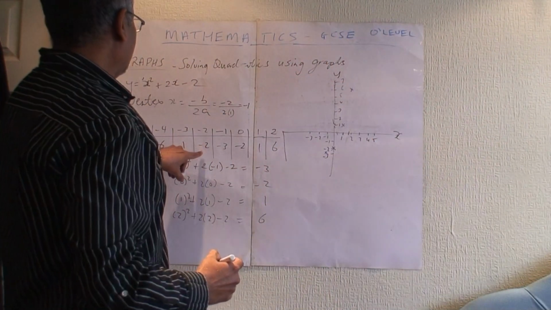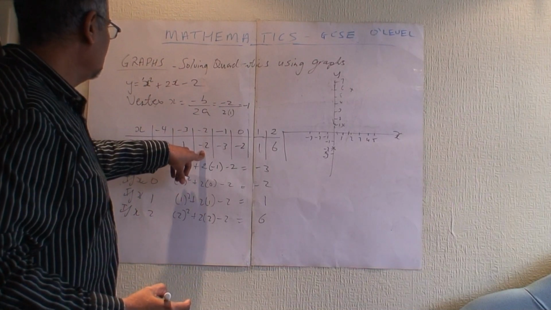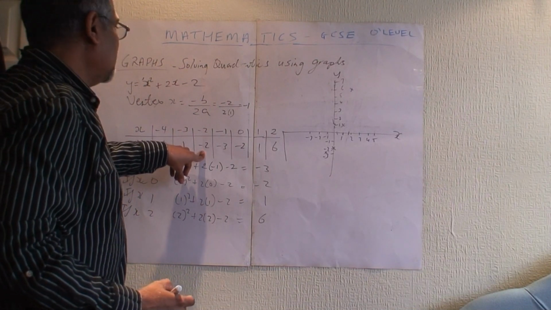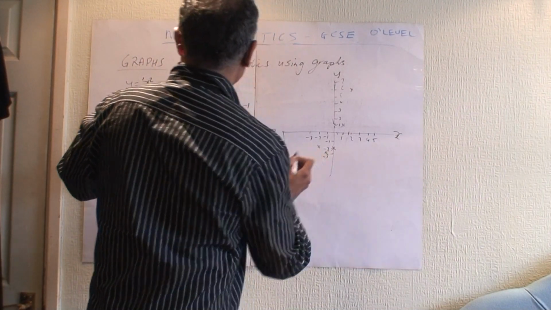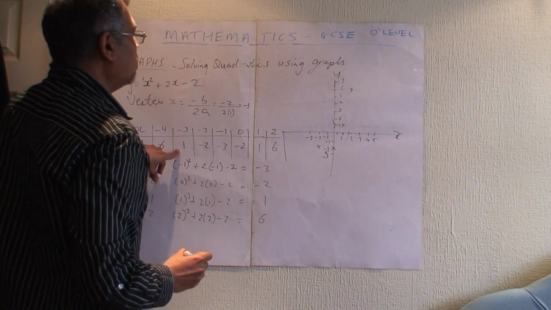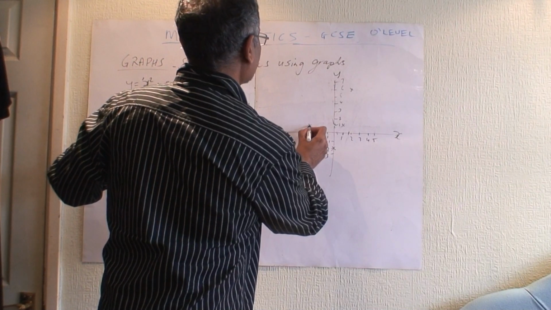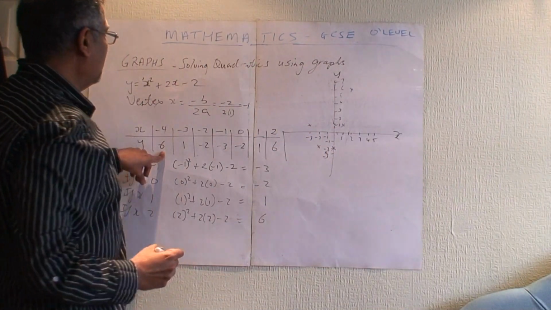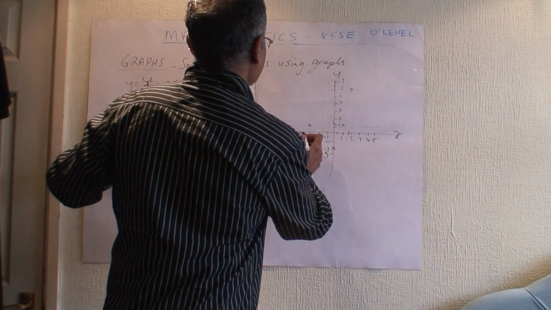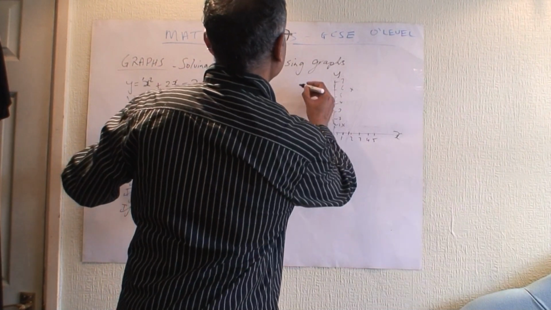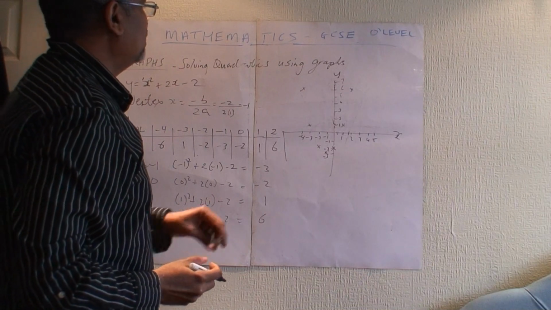And then we find the points for the others: -2, -2, which is about here; -3, 1, so -3 on the x and 1 for the y; and -4, 6. Okay, so now we've got the points.